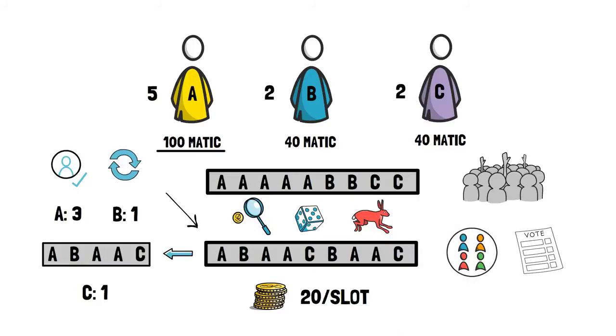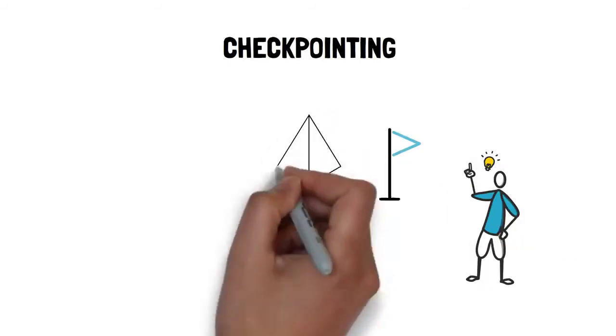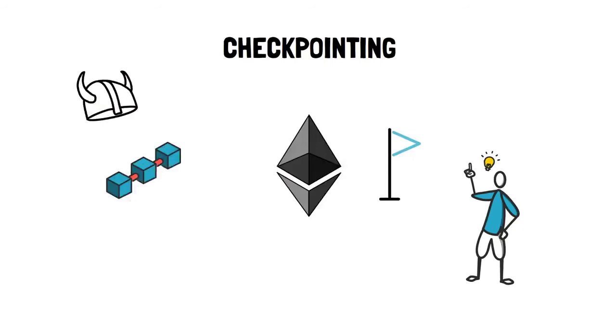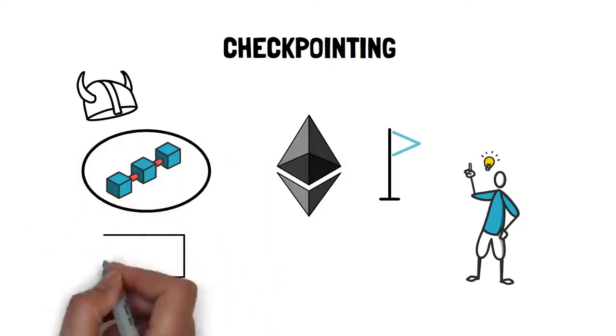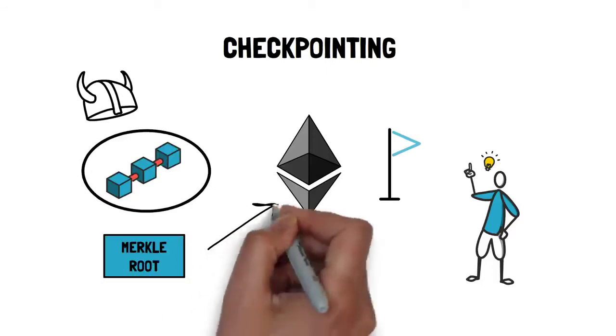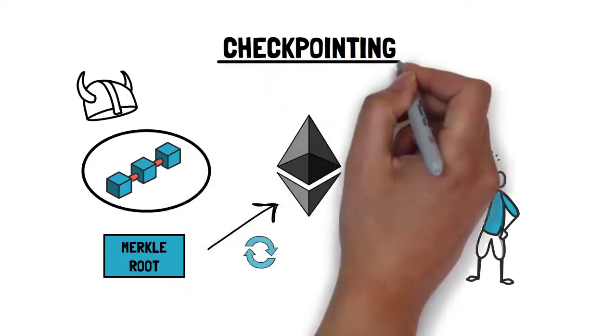Let's go back to the other important function of Heimdall, checkpointing. Checkpoints are important as they provide finality on the Ethereum chain. Heimdall layer allows for aggregating blocks produced by Bohr into a single Merkle root and periodically publishing it to the Ethereum main chain. This published state is also called a checkpoint, hence the whole process is known as checkpointing.